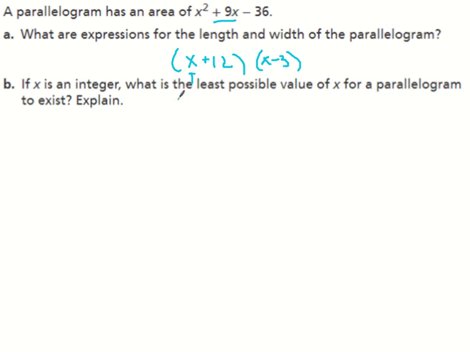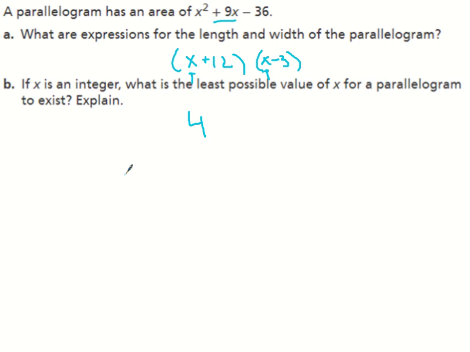So basically it's asking you, what is the least possible value for x to make sure that we have a positive number in both of these? Like if I put x equal to 3, 3 would give me 0 here. Well, 0 wouldn't work. But 3 would also keep this positive right here. So it has to be anything greater than 3. So the least possible value would be 4.